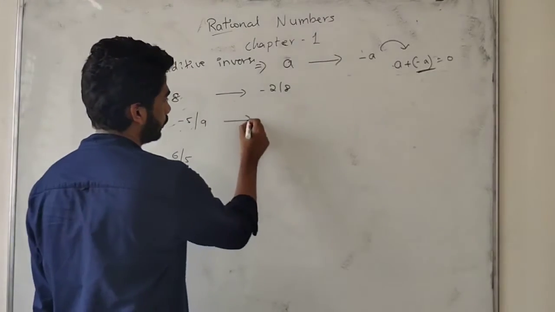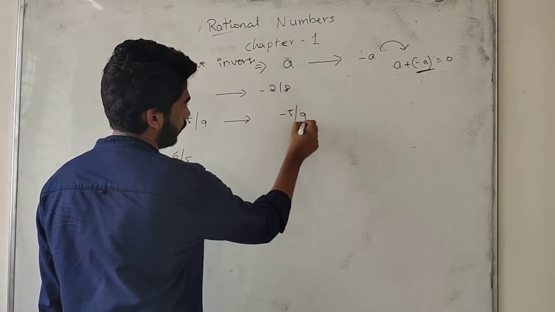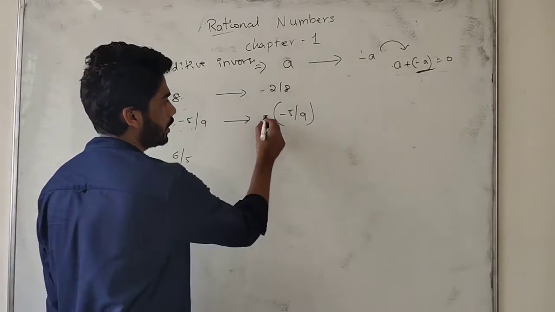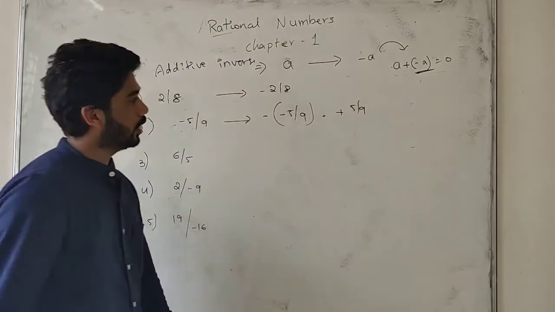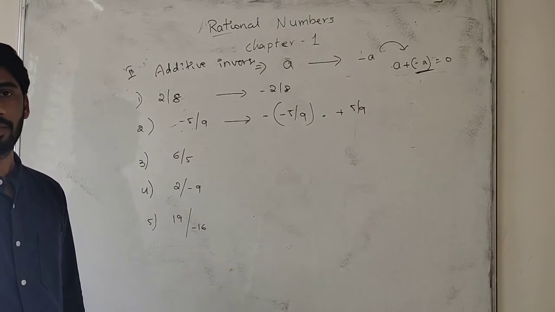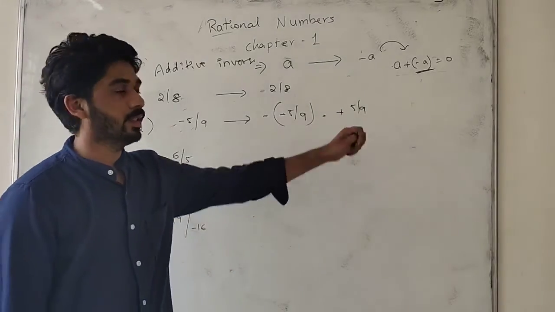Okay, this one. Minus 5 by 9 is the second one, so we have to multiply with minus. Minus into minus is plus 5 by 9. Okay friends, in the previous class I taught you how minus into minus is plus. Please watch the previous class so that you can get it. Minus into minus plus 5 by 9.